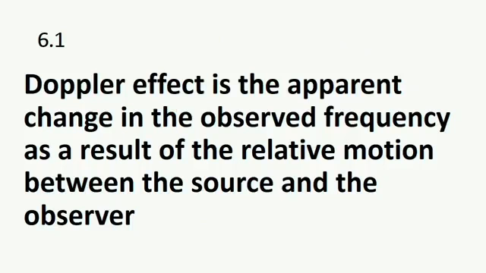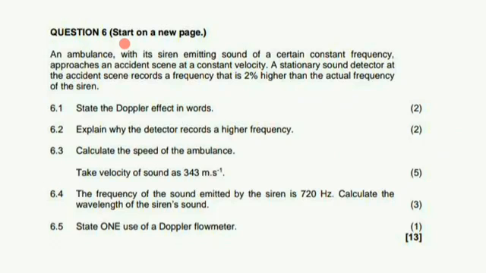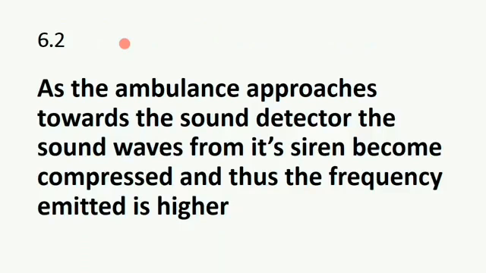So the Doppler effect, we say, is the apparent change in the observed frequency as a result of the relative motion between the source and the observer. So that's how we are expected to define it for 2 marks according to your CAPS document. Then 6.2 says explain why the detector records a higher frequency. So to explain that for 2 marks, we say as the ambulance approaches towards the sound detector, the sound waves from its siren become compressed and thus the frequency detected is higher.